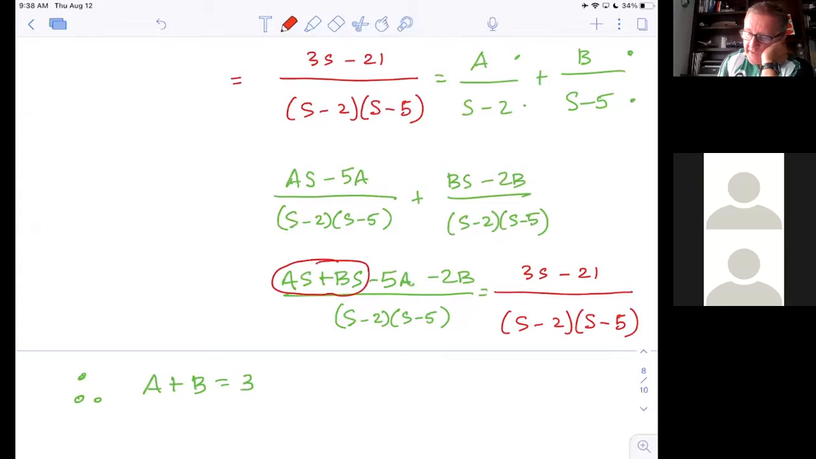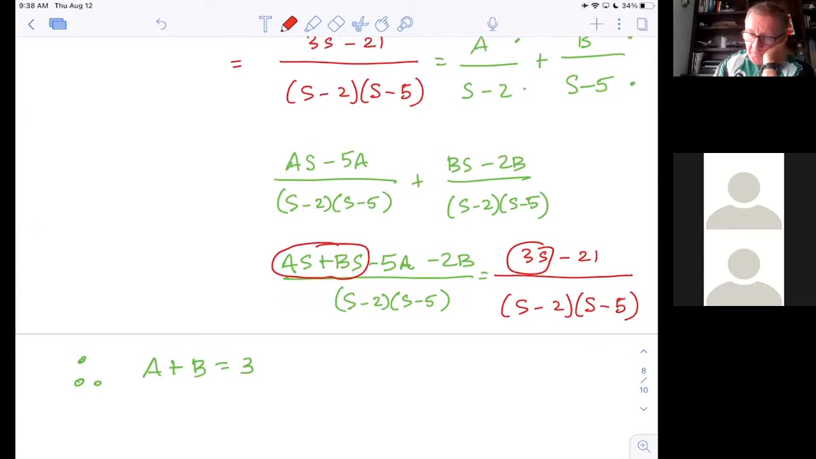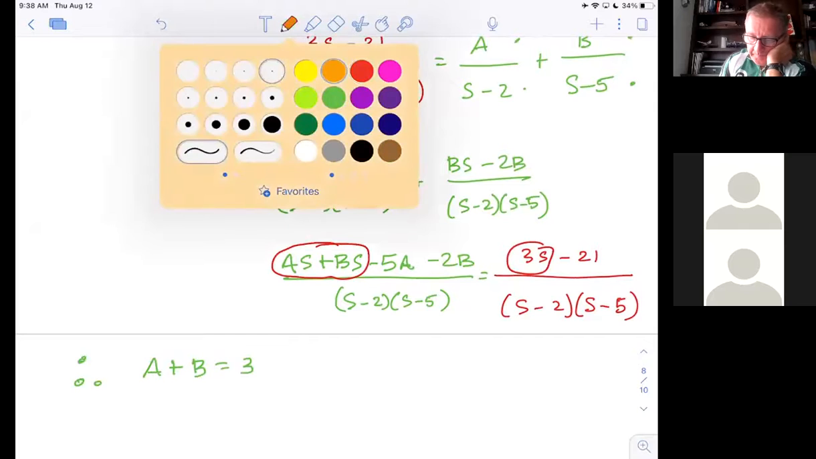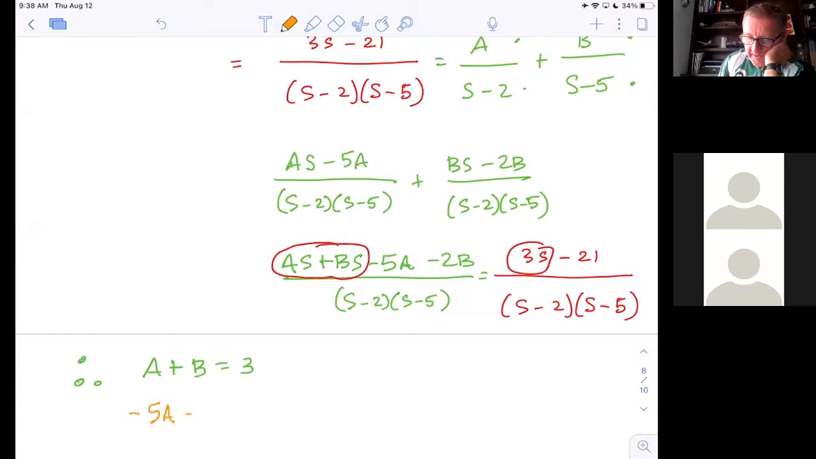AS plus BS, those are the S terms, and I have to get 3S, so wouldn't A plus B have to be 3? So again, at this point, it could be 2 and 1, or 3 and 0, or 10 and -7, there are all kinds of choices. But then I have a second one. In order to get the constants, -5A and -2B have to take care of the constant, which is supposed to be -21.